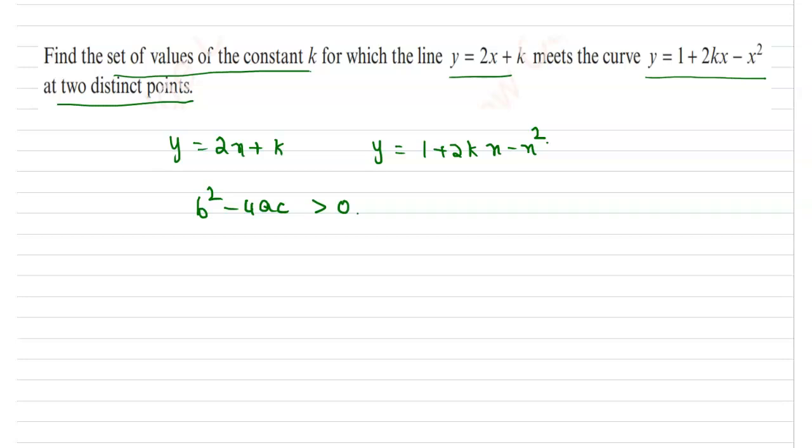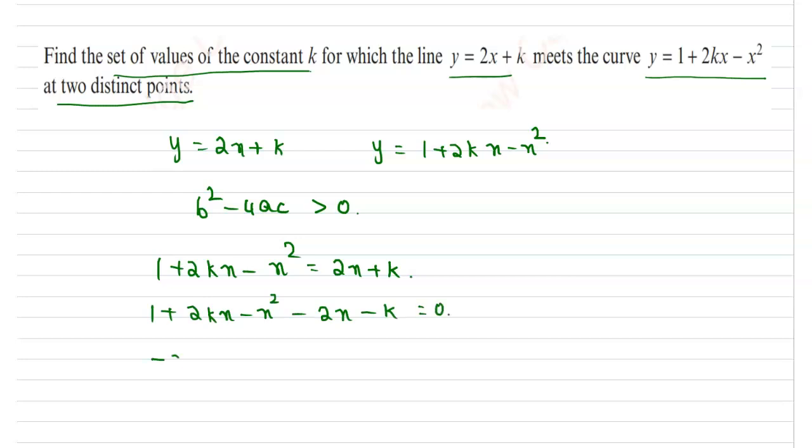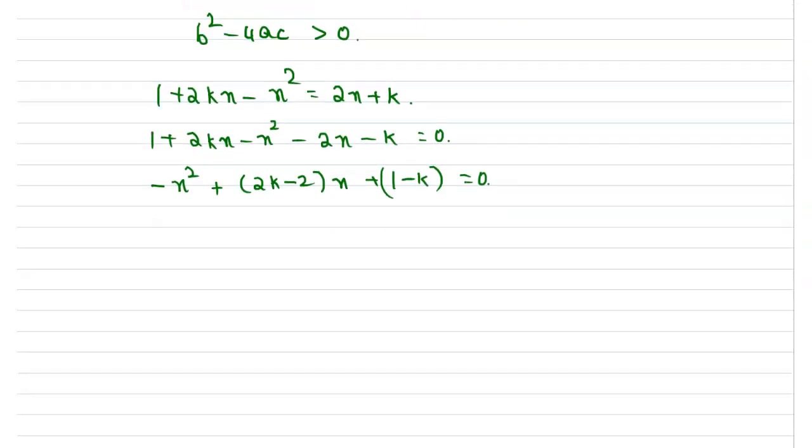Now first we will equate these two. So we get 1 plus 2kx minus x square equals 2x plus k. So 1 plus 2kx minus x square minus 2x minus k equals 0, which implies minus x square plus 2k minus 2 times x plus 1 minus k equals 0. Now this can be multiplied by a minus sign, so it can be written as x square minus 2 times 1 minus k plus 2 times 1 minus k multiplied by x plus k minus 1 equals 0.